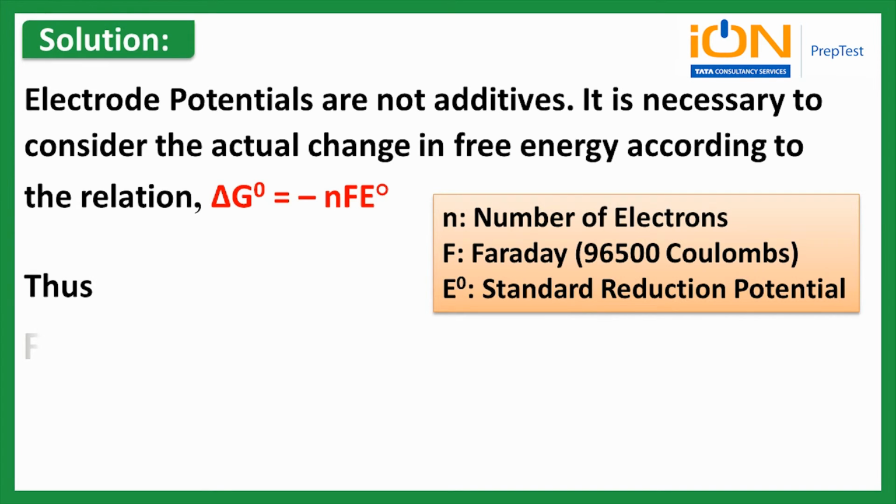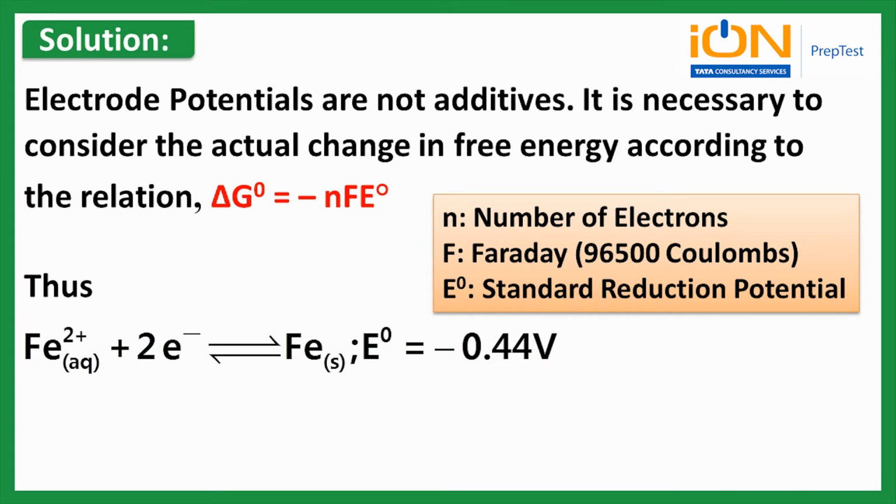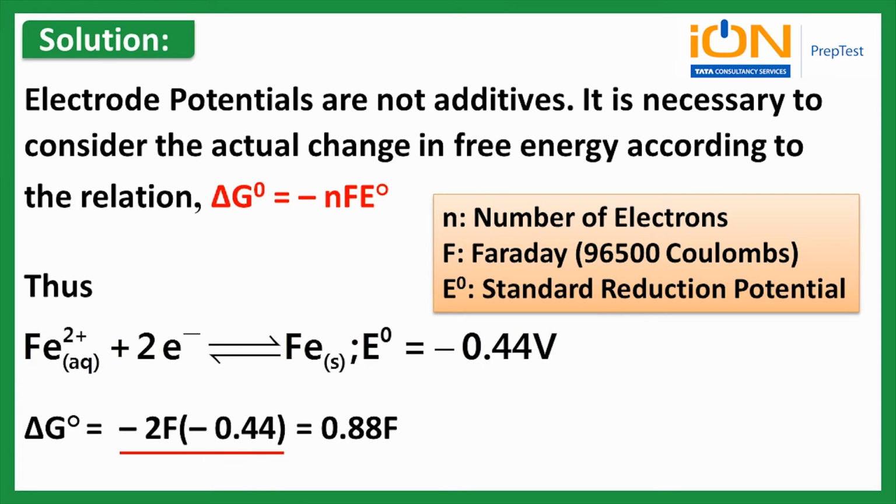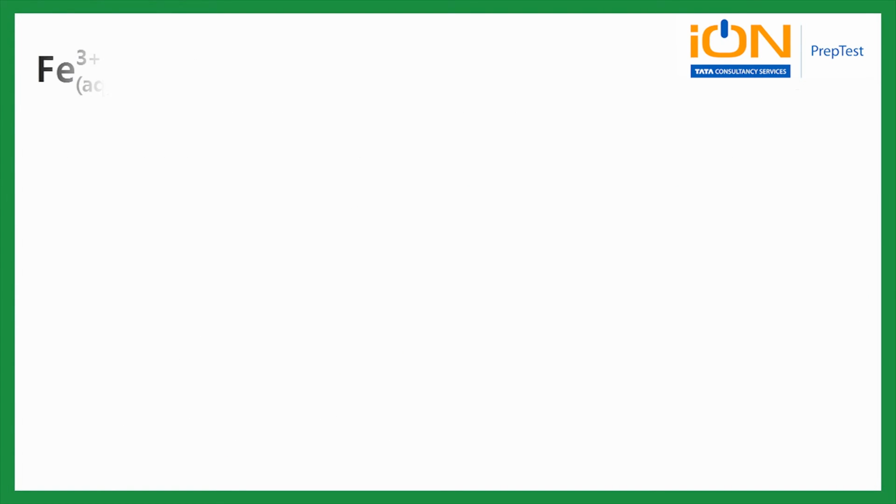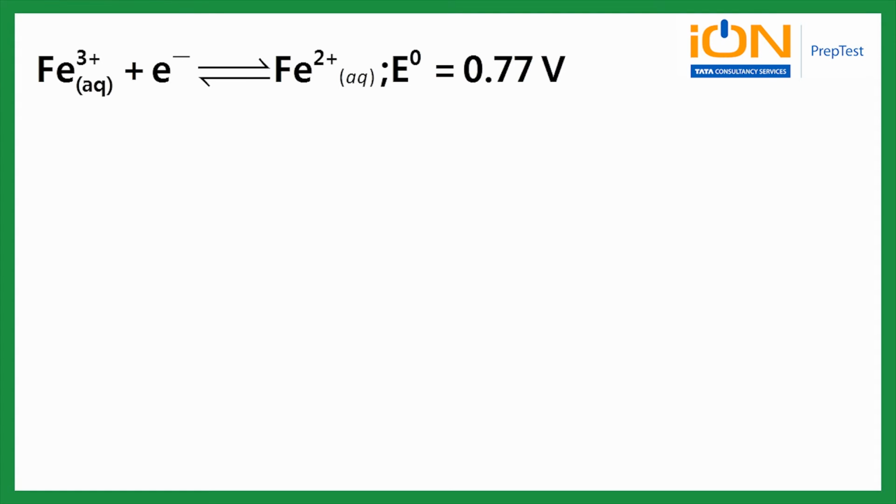Now look at the data. Fe2+ plus 2 electrons gives Fe, E0 is minus 0.44 volts, corresponding delta G0 comes to 0.88 F. You can see delta G0 equals minus 2F into minus 0.44 volts. 2 because the number of electrons involved in the reaction is 2, so n comes to 2. So when you take n as 2 and put the value of E0, you get the value of delta G0 as 0.88 F. Now for the next equation, that is Fe3+ plus electron gives Fe2+, E0 is 0.77 volts and corresponding delta G0 comes to minus 0.77 F.